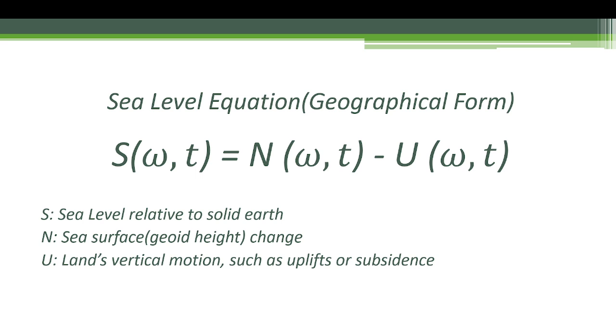N is the change in the sea surface height, or geoid height. This term reflects changes in the ocean's gravitational potential surface, which can vary as mass moves around the Earth, for example, when ice melts or water is redistributed. U here represents the vertical motion of the land, which can either rise or sink due to tectonic processes or post-glacial rebound. So the geodetic form essentially says that relative sea level change depends on both how the sea surface moves and how the land itself moves.